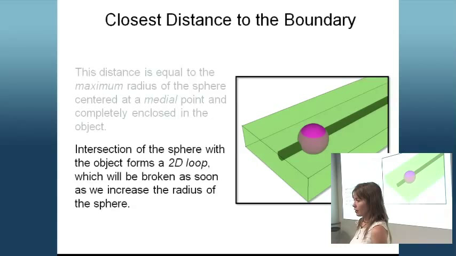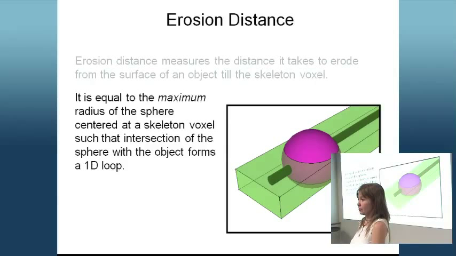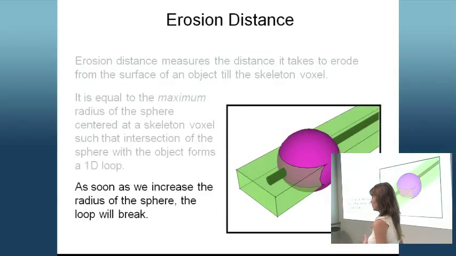So in our approach, we used a different distance. We used what we call erosion distance, which informally measures how long it will take to erode from the boundary of a 3D object until a one voxel wide skeleton. More formally, this distance is equal to the maximum radius of the sphere such that the intersection of the sphere with a 3D object creates a one-dimensional loop. And as soon as we increase the radius of the sphere, the loop will break.